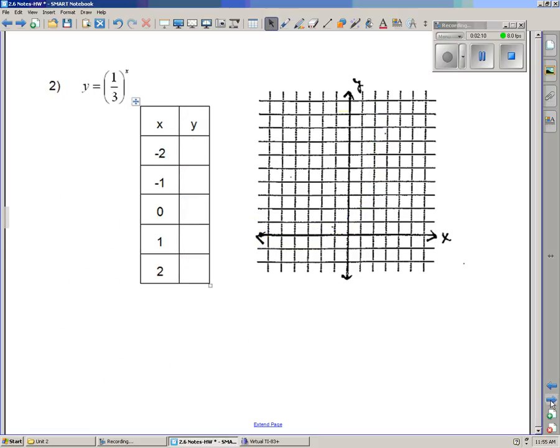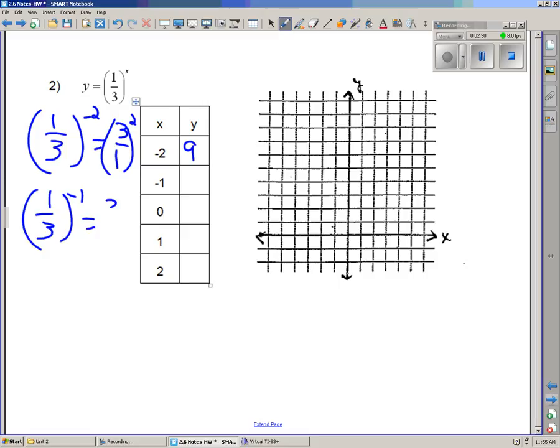If we take a look at this one, 1/3 to the power of x, again you're plugging in. What's 1/3 to the -2 power? Well, that just really means it's 3 over 1 squared, and that answer is just 9. And then what's 1/3 to the -1? Well, that's just 3 over 1. Flip it around, change your exponent to positive 1, and it's 3. Anything to the 0 power you know is just 1. 1/3 to the first is just 1/3. 1/3 to the second is just 1/9.